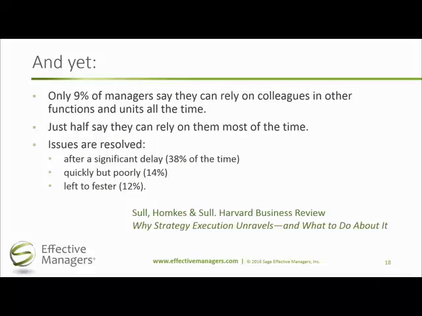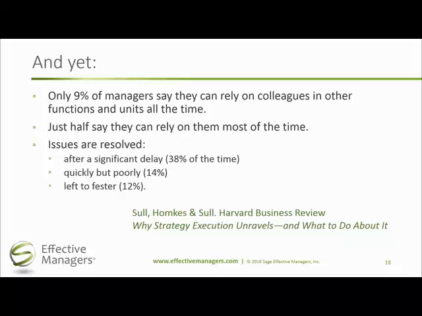And yet, if you look at this research recently published by Sull, Homkes, and Sull in Harvard Business Review, they're talking about strategy, but this information really rings home. Only 9% of managers say they can rely on colleagues in other functions and units all the time. So only 1 in 10 managers feel that they can rely on their colleagues to do what they say they're going to do. And just half say they can rely on them most of the time. So that means the other half feels they can't rely on them most of the time.